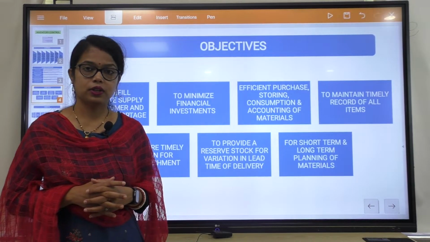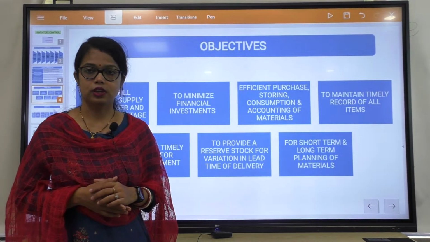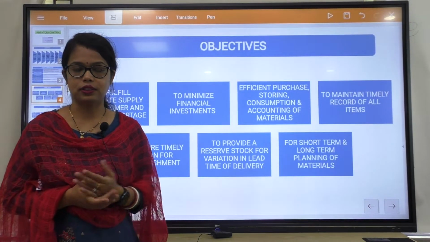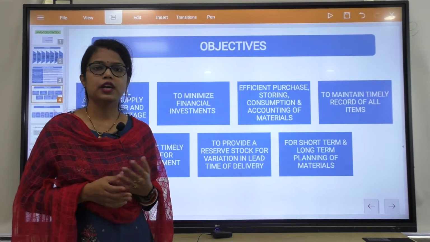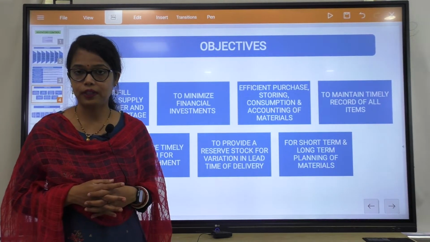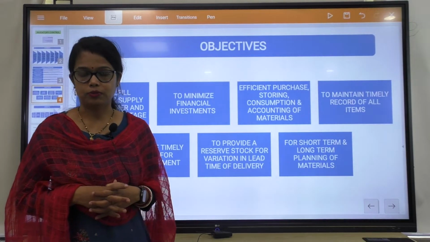It does not matter how much inventory the company has, but the control is necessary. Suppose we have money with us, but if we do not know how to spend it, then that is a big problem, clear.